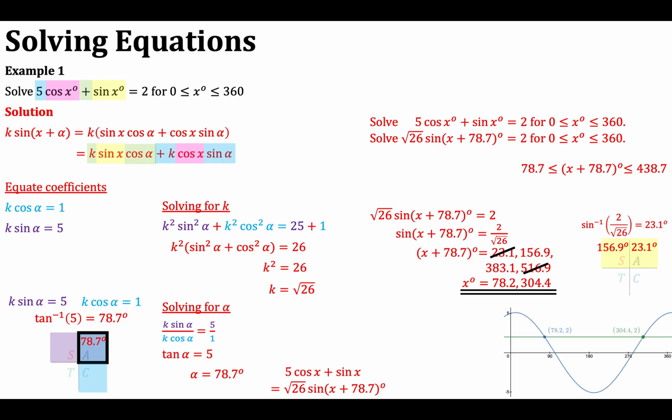I can just check that with a graph. I have drawn here y equals 5 cos x plus sin x, that's in blue, and in green we've got the line y equals 2. And you can see once we've solved that, we've got the x coordinates of the points of intersection. So you can see those answers visually there as well.